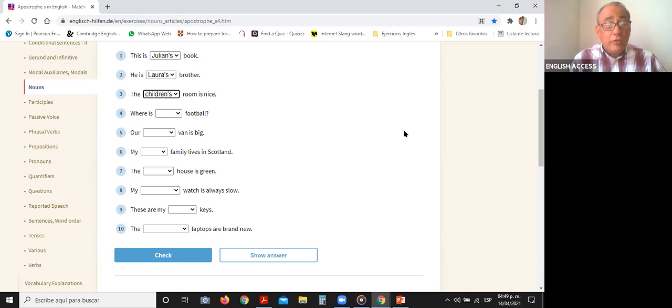In this case, children is a plural noun. It doesn't have an S at the end, but it's plural. Another is people. People means more than one person. Could be 3, 4, 500 people.